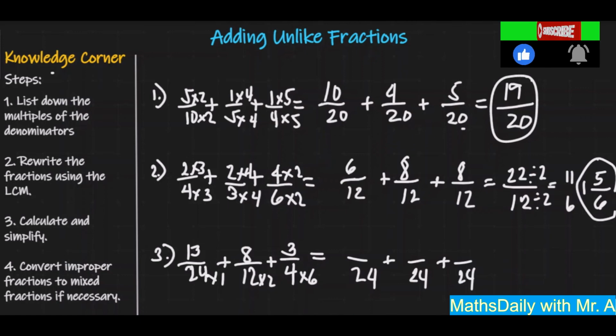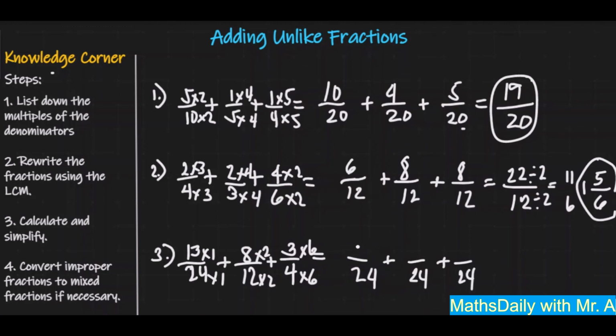Now let's do the same with the numerator. So this will be 13 times 1, 8 times 2, and 3 times 6. This will give us 13 times 1 is 13, 8 times 2 is 16, 3 times 6 is 18. Let's calculate. 13 plus 16 is 29 plus 18 is 47 over 24.